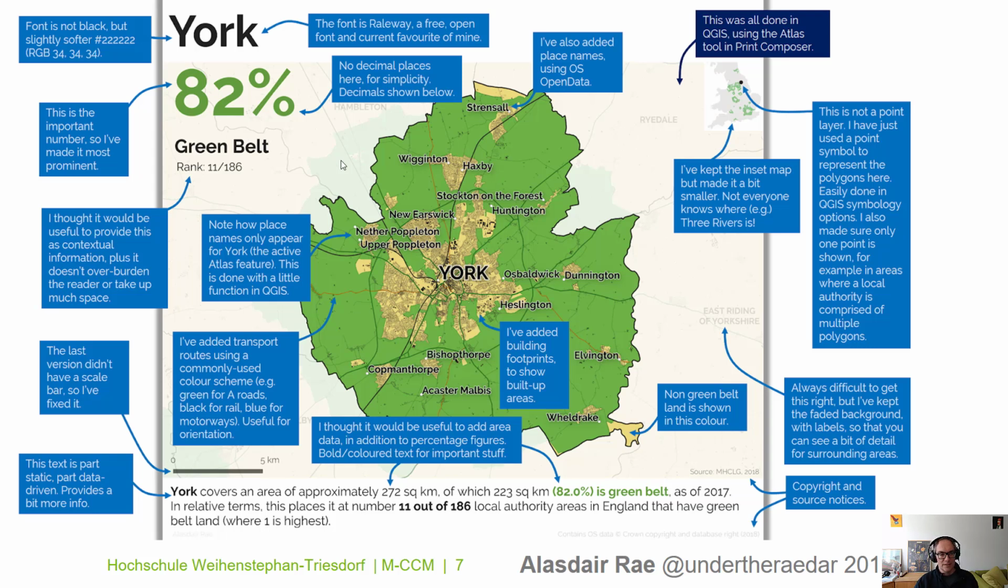Then we see the title, it's about greenbelts and where York ranks in comparison to other British cities. It is number 11 out of 186 local authorities that have greenbelt land, where number 1 has the highest proportion of greenbelt. So we can already see at one look, York has, in comparison to other British cities, a very large proportion of greenbelt land that is not allowed to develop.